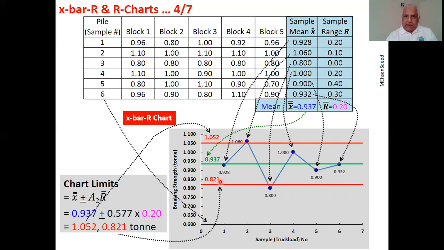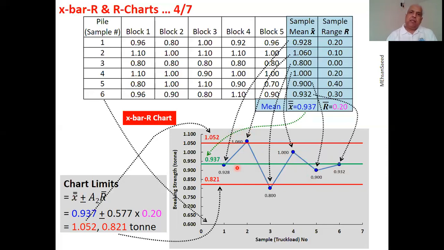Now, if we look at this chart, this process went out of control as far as truck number 2 is concerned, where it crossed the upper control limit, and in the case of truckload number 3, it crossed the lower control limit. So based on this finding, we'll reject the blocks which have arrived at the site in truck number 2 and truck number 3, and we are going to accept the other 4 trucks. So this is the practical application of these charts.